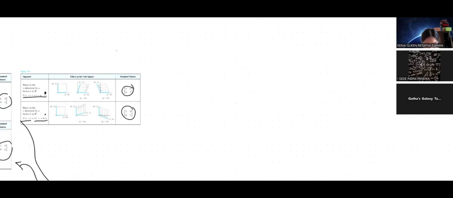So, in shear to x, the shift happens horizontally, and the distance is proportional to the y coordinate. The operator is T(x, y) equals (x + ky, y). This means that if y is 0, then T(x, 0) equals (x, 0), so the points on the x-axis are unchanged. But if y is not 0, then the points will shift as far as ky to the right.